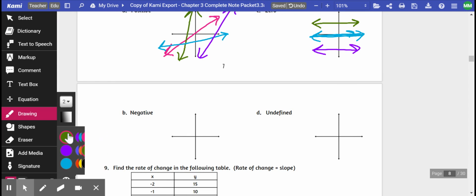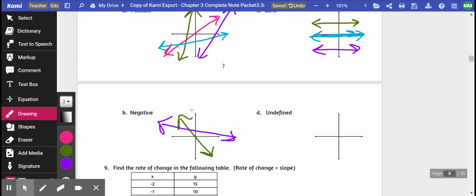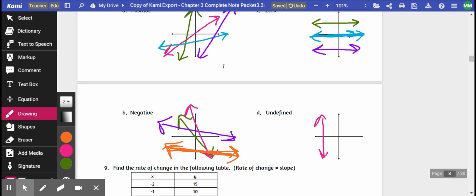For a negative line, anything that is decreasing from the left to the right. It can be really steep, or it doesn't have to be too steep at all. So any of these would work. Okay. And for D, undefined, an undefined line will be completely vertical. So any vertical line would work.